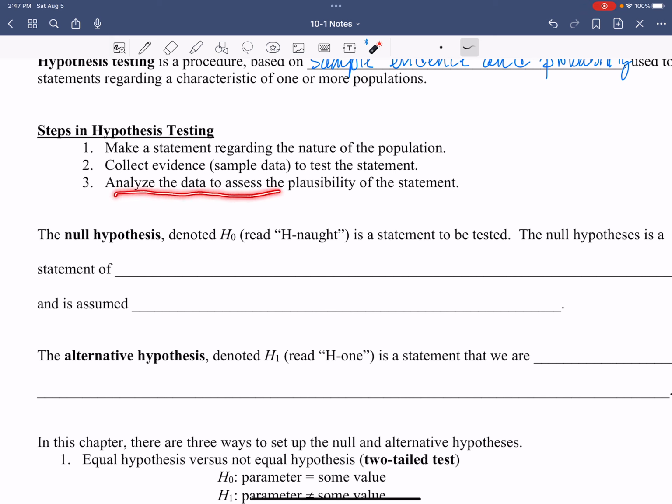So you analyze this data to assess the plausibility of the statement. Are we backing our statement based on the data? Does it make our statement true? Do we keep our statement or is our statement false? Do we reject the statement? All right. So those are the steps in hypothesis testing, just like in any hypothesis testing.